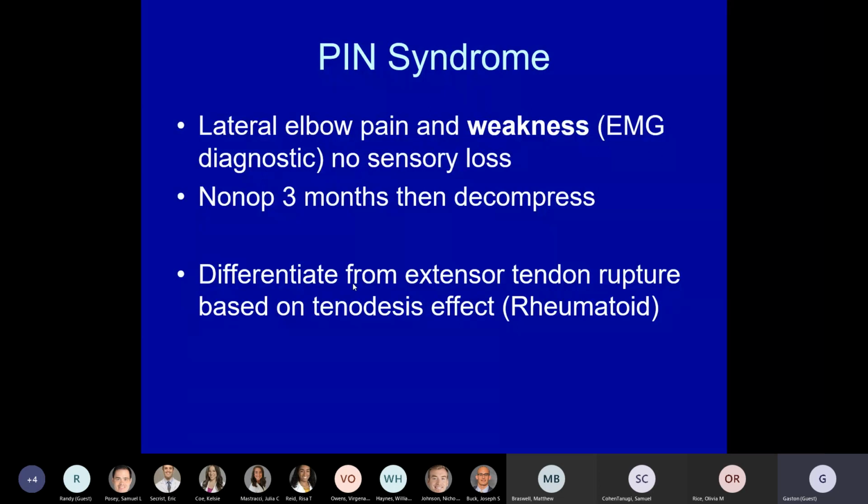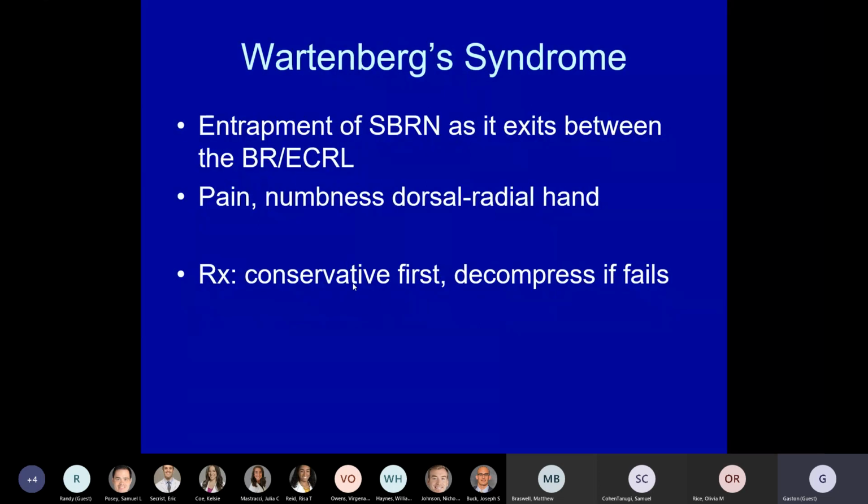One thing that gets asked too is how do you differentiate PIN syndrome from extensor tendon ruptures in a patient with, like, rheumatoid? The difference would be the PIN syndrome patient would have normal tenodesis effect of the tendons, whereas with a tendon rupture, you would no longer have your tenodesis.